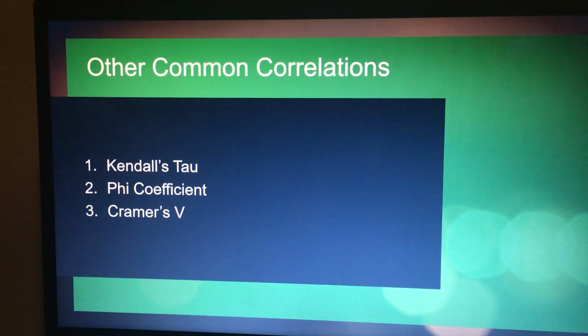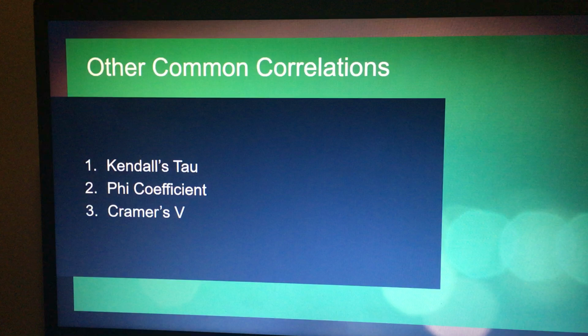Kendall's tau looks at how well the rankings of the two variables match up by counting pairs of data points. If both variables increase or decrease together, then the pair is called concordant. If one goes up and the other goes down, it's discordant. This method of counting pairs helps Kendall's tau give a more accurate measure of the relationship, especially when there are many ties.